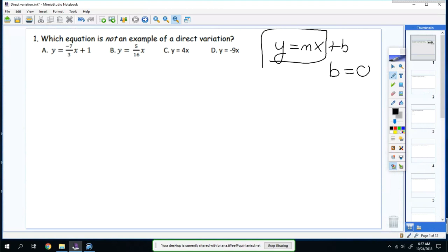Okay? So it says, which of the equations is not an example of direct variation? Well, A is because it's being added by 1. All right, number 2.